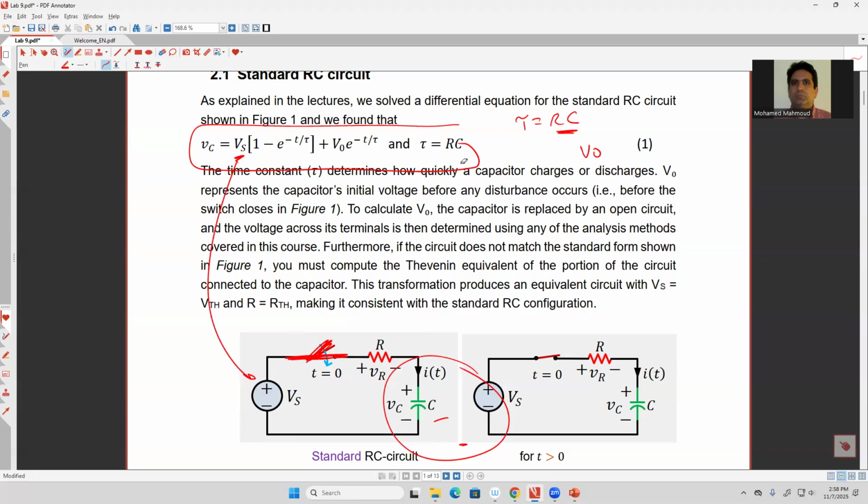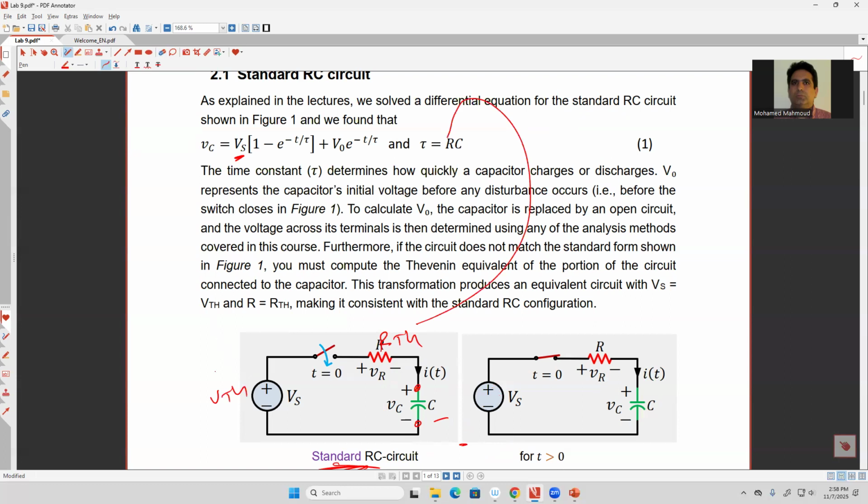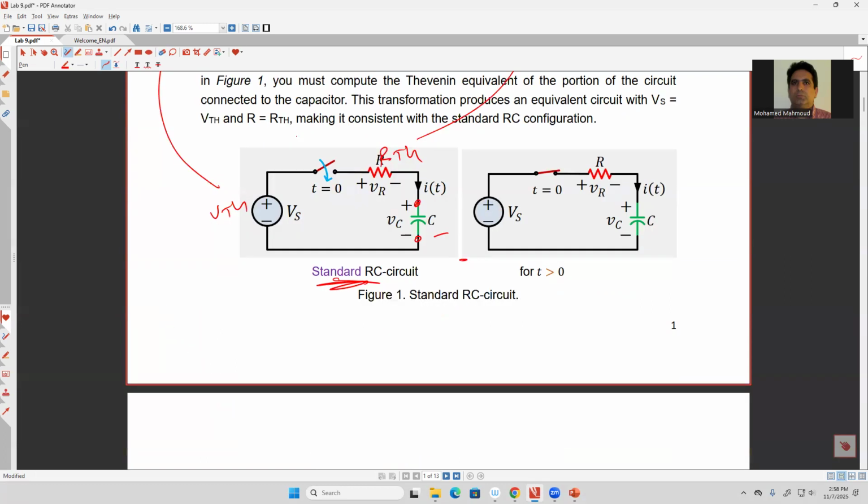As I said in the lecture, if the circuit is not in the standard form, for sure, you can make it in the standard form by calculating a Thevenin circuit for the circuit connected to the capacitor. At this time, this should be R_th and this one should be V_th. So here in the equation, this one should be R_th and this part should be V_th. Okay. Let me come here.